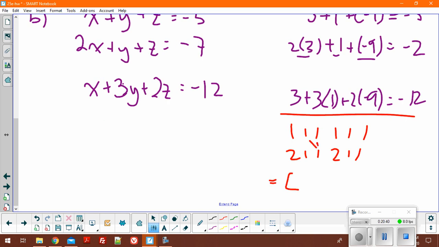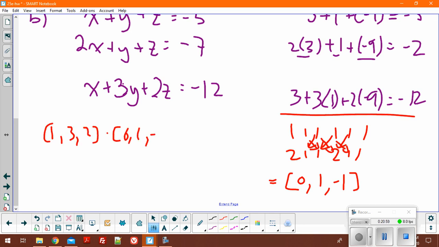Let's see. Well, 1 take away 1 is 0. 2 take away 1 is 1. And 1 take away 2 is negative 1. So if I take that and dot it with this vector, 1, 3, 2, dotted with 0, 1, negative 1, that is going to give me 3 take away 2. It's 1. It's non-zero. So this was a type 4, and I'm good.